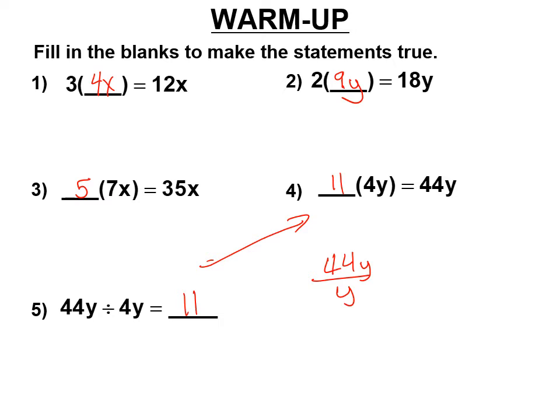We're going to write our division as a fraction, right? And it's going to turn out when you have the same thing top and bottom in a fraction, they cancel out, and 44 divided by 4 is 11. Okay, it's called canceling or dividing variable terms.